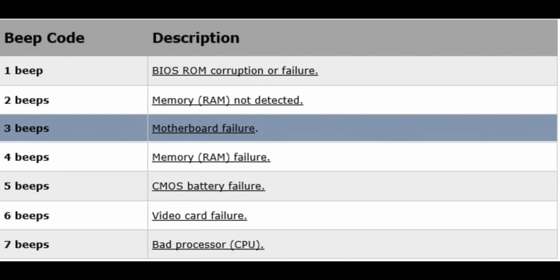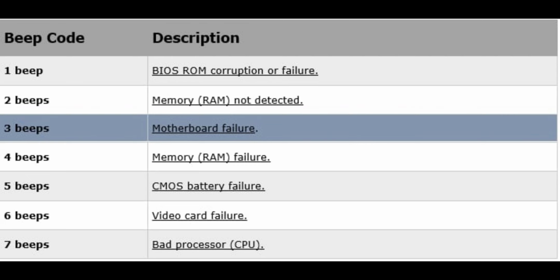Then fourth, update the BIOS or the UEFI. Check for any updates available for the motherboard BIOS or the UEFI firmware. Then fifth, reset the BIOS or the UEFI settings. If the motherboard is not functioning properly, resetting the BIOS or the UEFI settings to their defaults can sometimes help.